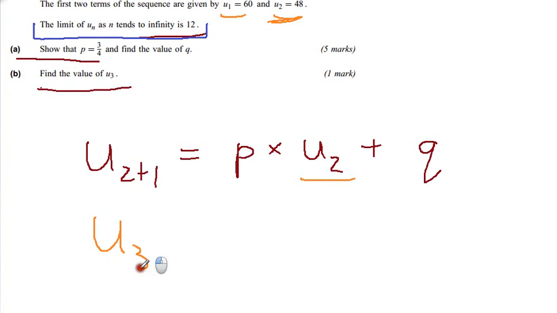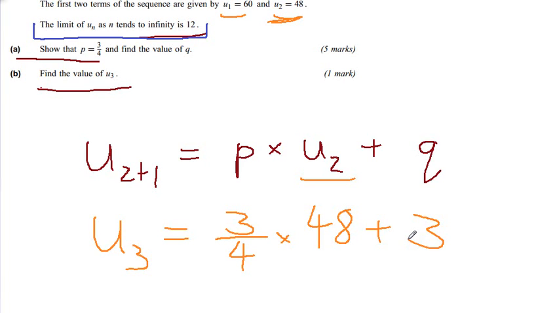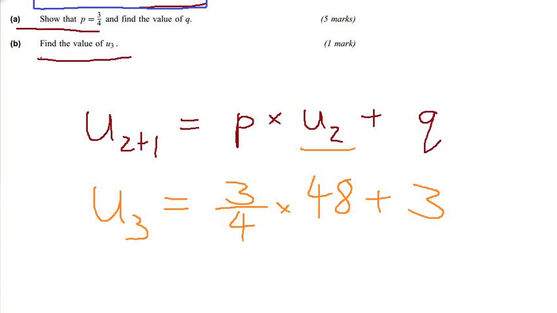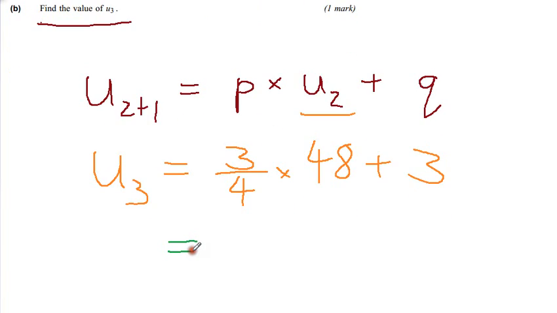So U of 3 is equal to 3/4 times 48 plus 3. And that gives us U3 equal to 36 plus 3, which is 39. U of 3 is equal to 39. 1 mark. Easy.